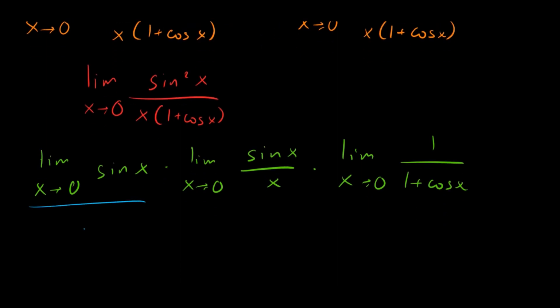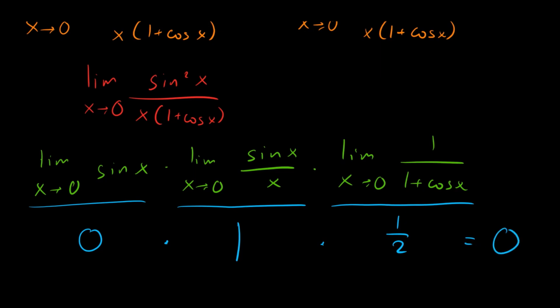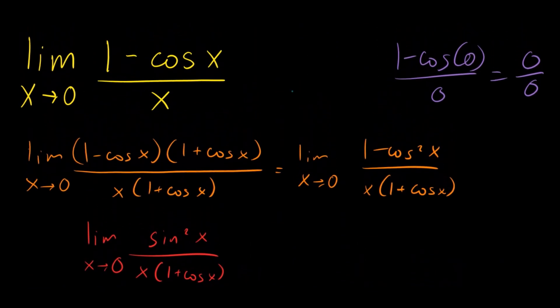This limit right here is going to go to 0 because sine of 0 is 0. We'll have it multiplied by this limit, which we saw was just 1 from our formulas before. And then we'll multiply that by this. Well, if we plug in 0 into x here, we get 1 plus cosine of 0, so that's 1 plus 1 in the denominator, which is an ultimate 1/2. So the final answer here, since we're multiplying by 0, is 0, and that tells us that our limit ultimately is just equal to 0.